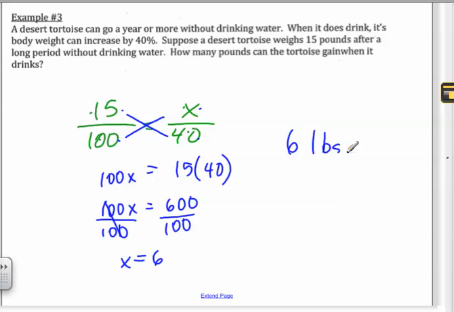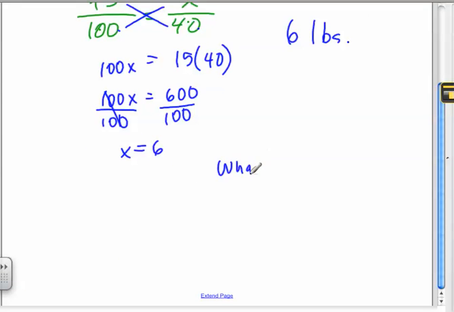What is 40% of 15? What is 40% of 15 pounds? What is 40% of 15? Yes, that's exactly what we're looking for. Now, guys, let's take this question and convert it to algebra.